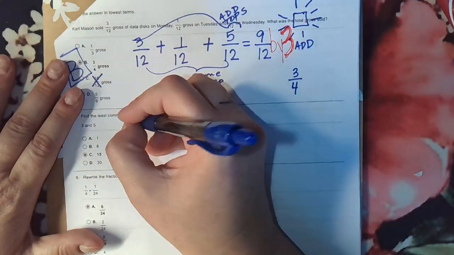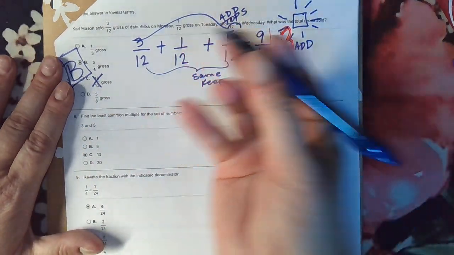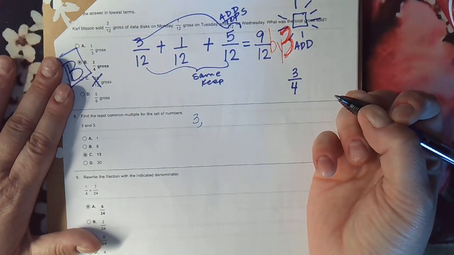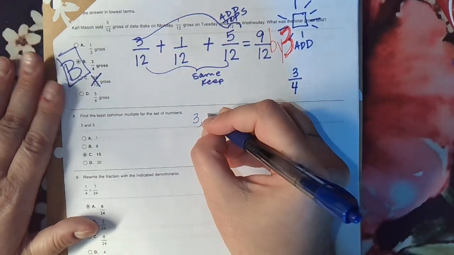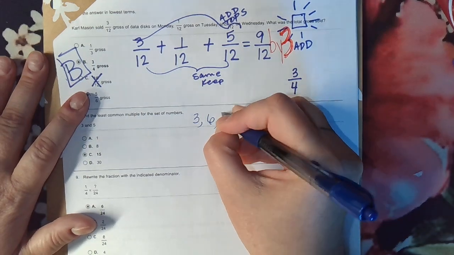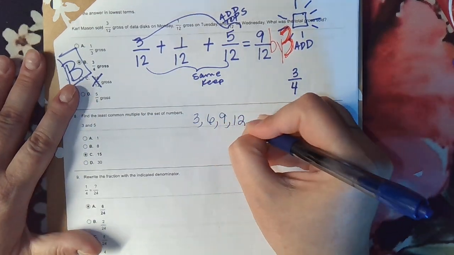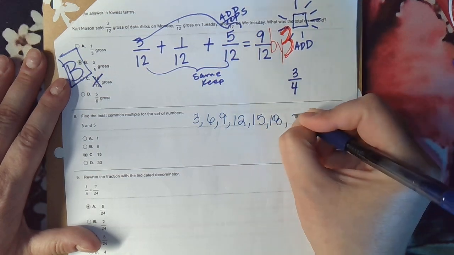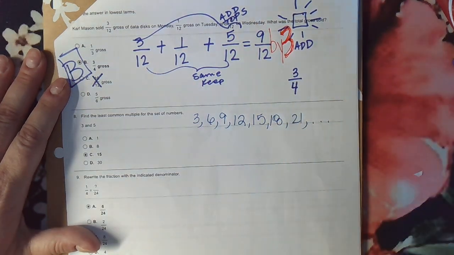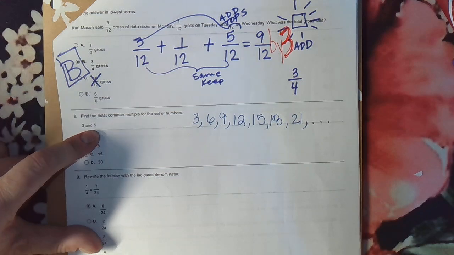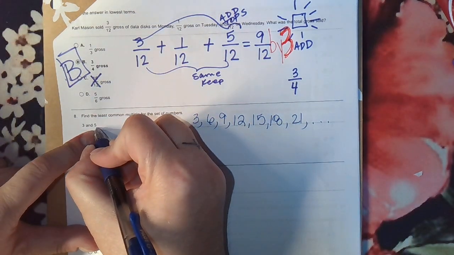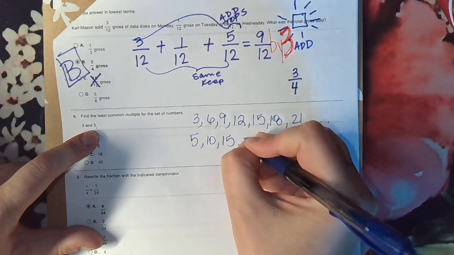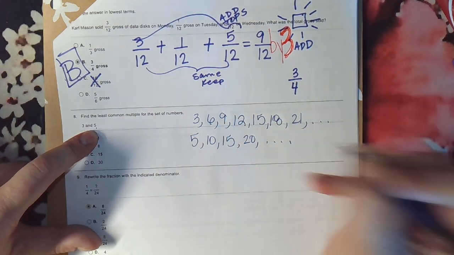Alright, number 8, it says find the least common multiple for the set of numbers. Multiple means like multiplication facts. So let's think of 3. What are the multiplication facts of 3? 3 times 1 is 3. 3 times 2 is 6. 3 times 3 is 9. 3 times 4 is 12. And then we keep going until we don't want to write anymore. Okay, I guess that's enough. Now let's look at this 5 and come up with its multiplication facts. 5, 10, 15, 20. Okay, I'm tired.